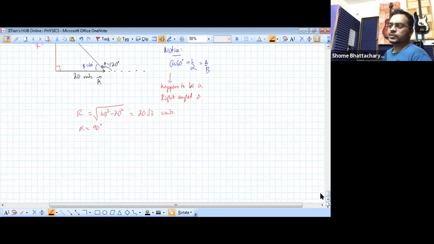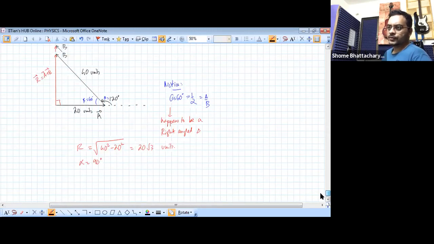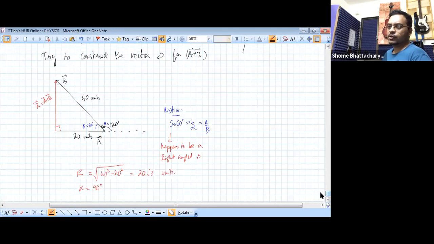Now, admittedly, it will not always be so simple as I told you. But at least in this case, I have chosen an obtuse angle such that it's pretty easy to solve it just by constructing the triangle. Got it, people? This is clear?